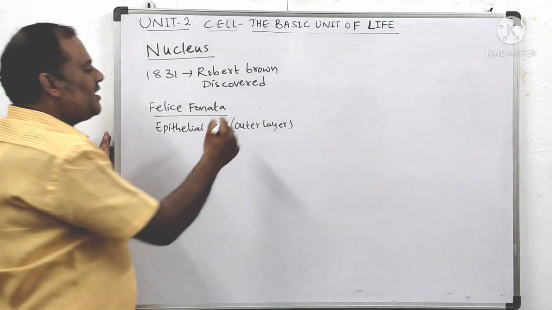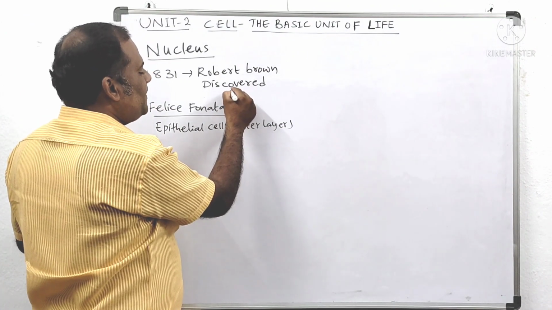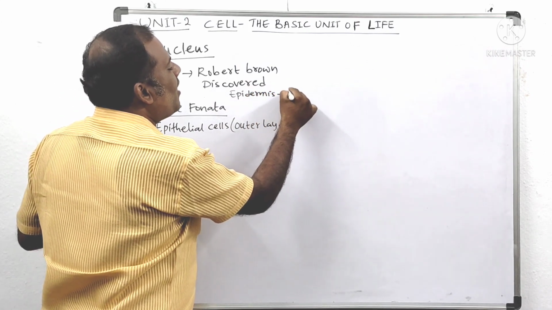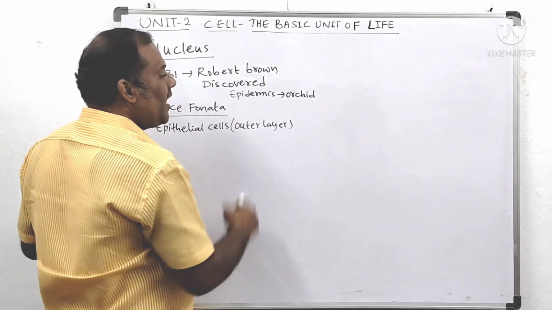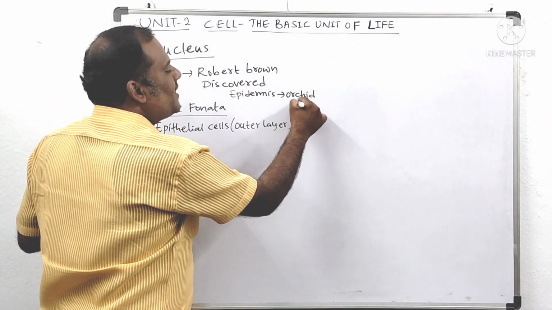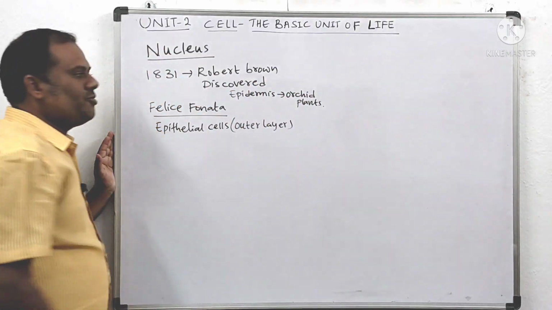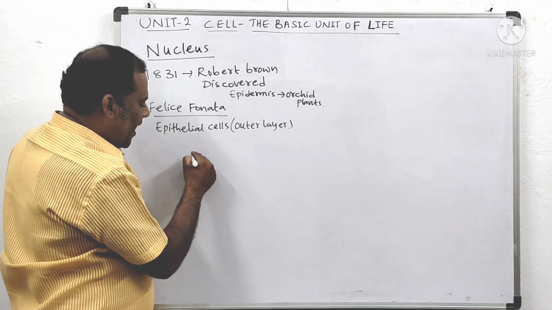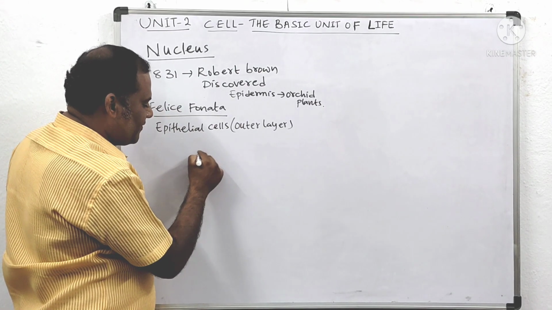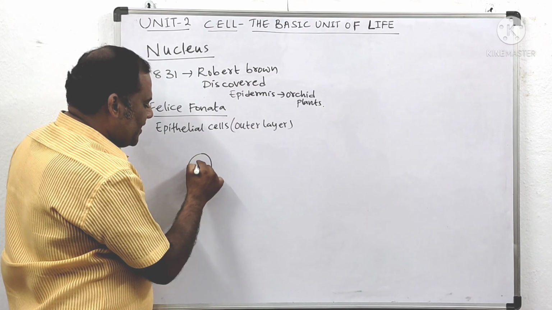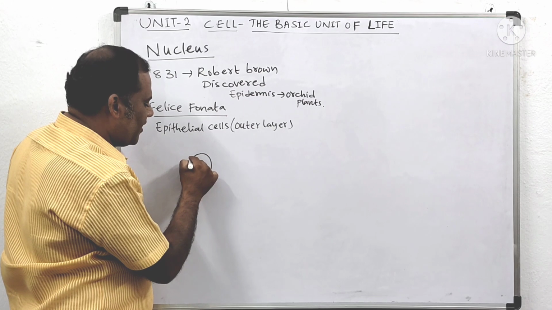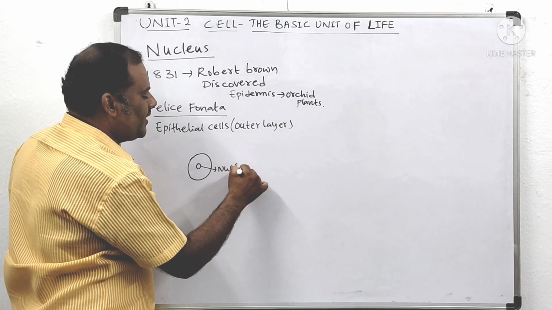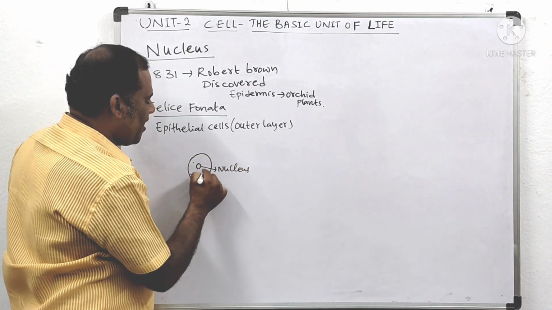Robert Brown. Where did Robert Brown discover it? He observed it in the epidermis of orchid plants. In orchid plants he observed this nucleus. For example, this is a cell. In the cell, centrally we have a nucleus. While observing, he said this is a nucleus, a centrally located structure. And around this we have what?